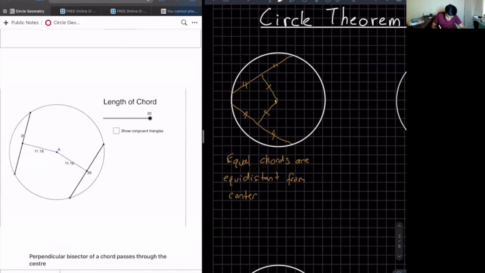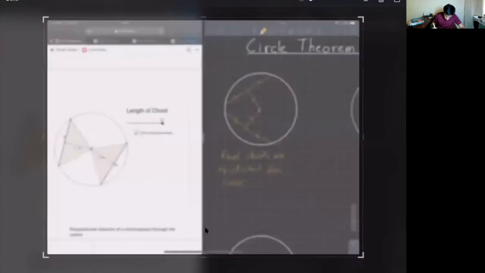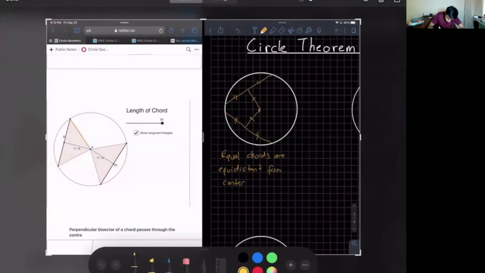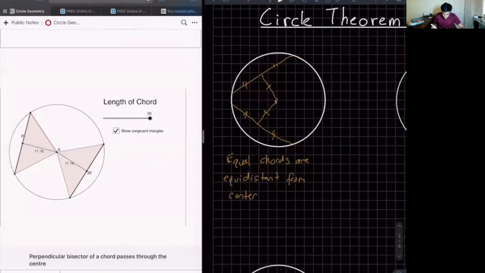A side note is, if this distance is the same, well, each other line here is the radius, right? This line here is the radius. Let's use a different color. Radius, radius, radius, radius. So therefore, these are congruent triangles, basically. So that's just emphasizing this rule, all right?